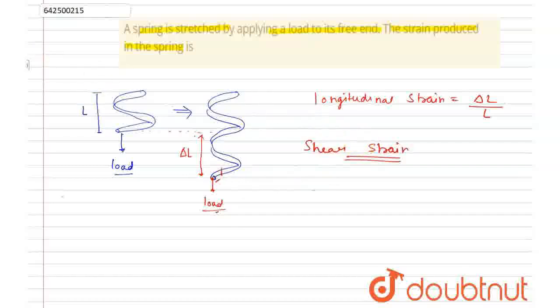And so we get to know there are two kinds of strain produced by the spring when we apply load to its free end. The first one is the longitudinal strain, and the second one is the shear strain, because the load is parallel to the cross-sectional area of the spring, and due to this shear strain there is deformation of the spring at the end.